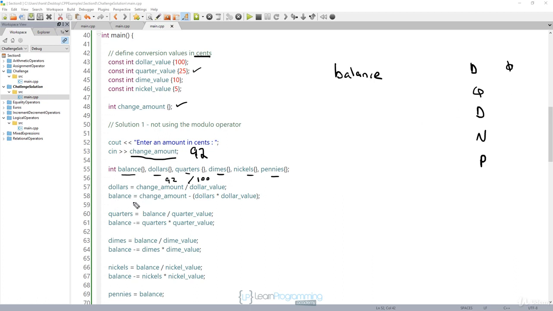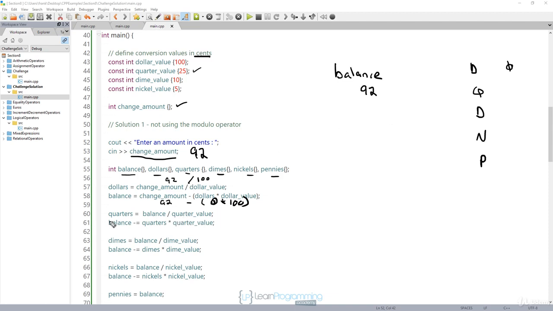Now I need to update my balance. Well, how do I do that? I decrement however many dollars times 100. Well, I had 0 here, right? So in this case, the change amount is going to be 92. And I'm going to subtract from that 0 times 100. Okay, so in this case, I'm not subtracting anything. My balance becomes 92. Okay, so that's the first step.